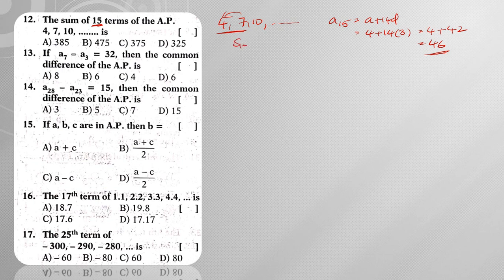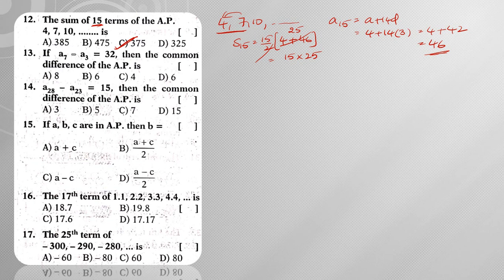Now since I need the sum of 15 terms, I can write it as 15 by 2 into first term plus last term. What is the first term? First term is 4 plus last term is 46. So 4 plus 46 is 50. In the 2 table, this 50 cancels 25 times. Finally, the answer is 15 into 25. So 25 times 10 is 250 plus 25 times 5 is 125. 250 plus 125 is 375.